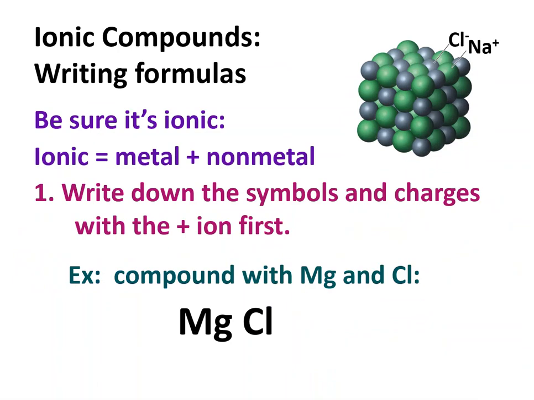So let's look at how to write formulas for ionic compounds. First, you want to make sure that it's ionic. So we look for that metal and nonmetal. And in this compound, magnesium is definitely a metal, with a nonmetal. Then we write down the symbols with the charges, positive ion first. So this is where we look on our periodic table and we get those predicted charges based on the column that the element is in.